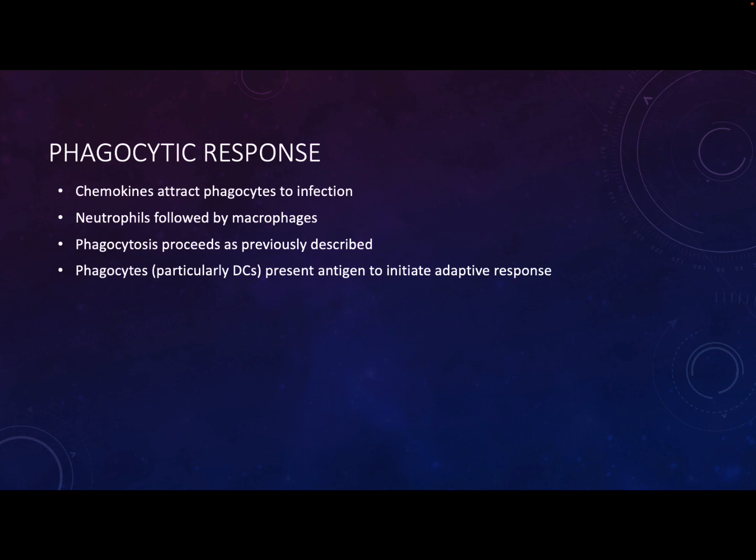Both macrophages and dendritic cells are phagocytic cells that are professional antigen presenters. Dendritic cells tend to be even more important than phagocytic cells, and that's what initiates the adaptive response. So remember, you have to have those professional antigen presenting cells that will present the antigen on their class 2 MHC to bind to the CD4 positive T cells. And that's how you'll get the adaptive response.